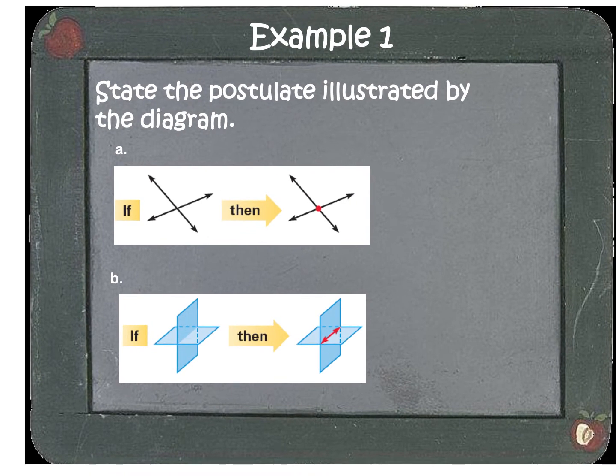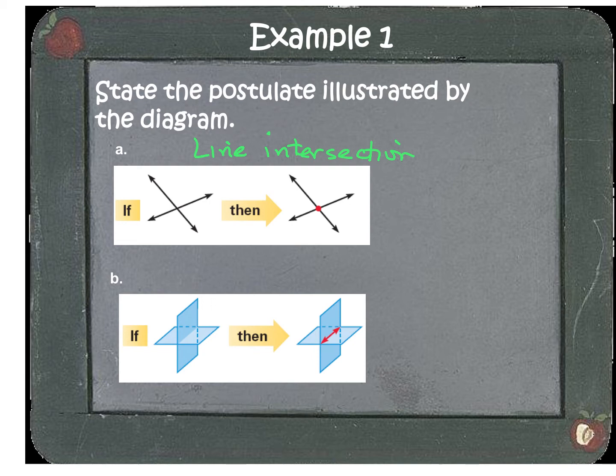Now here it wants us to state the postulate illustrated by the diagram. Now, if you forget the name, just describe what you're seeing in the pictures. So for example, this is actually the line intersection postulate. So that's the name. So if you were to get this on a quiz, you could either tell me the name, but if you blank out and forget the name, describe what you see.